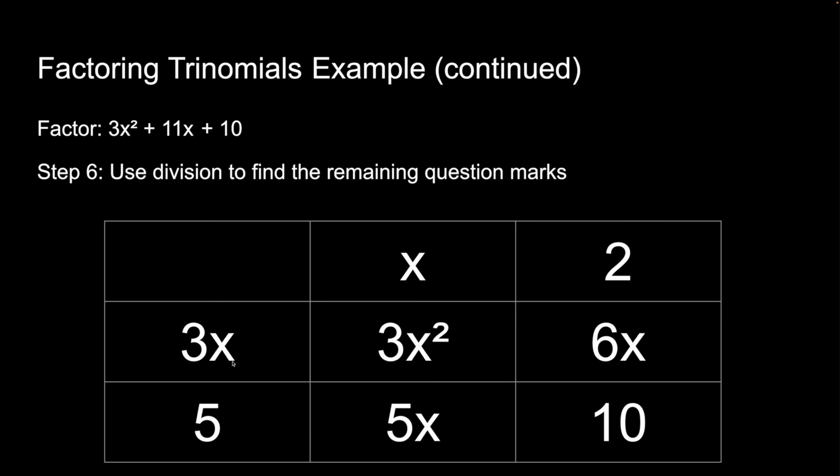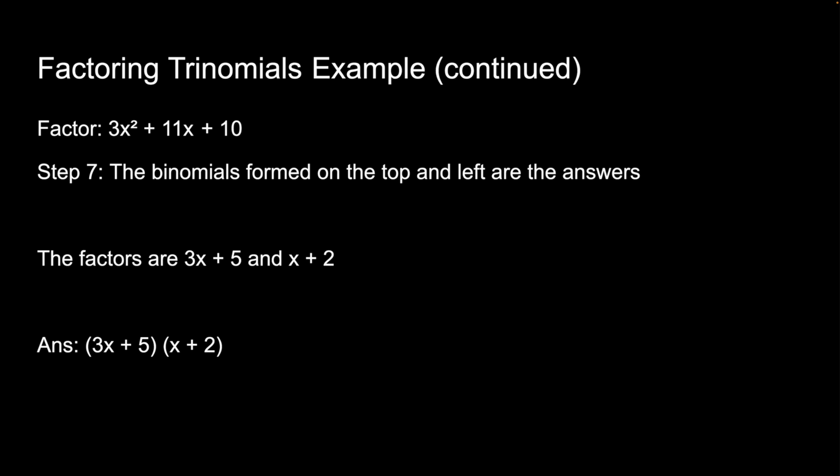Now the last step we have to do is to use division to find the remaining question marks. So here we have 3x and here we have 6x. And so we can divide to figure out what this value will be. 6x divided by 3x is 2, so this value is 2. And 5x divided by x is 5, so this value is 5. Now we get 3x plus 5 and x plus 2, which are our two factors. So in the next step, we write them, and that is the answer. 3x plus 5 times x plus 2.